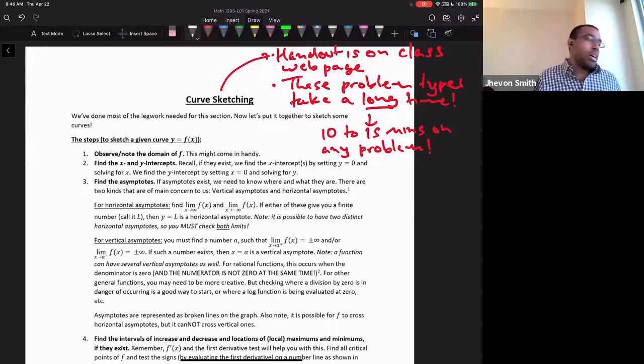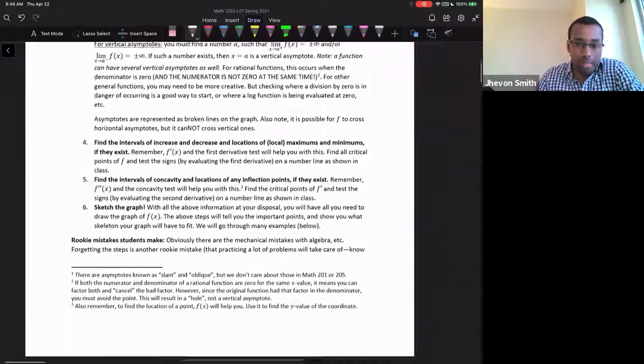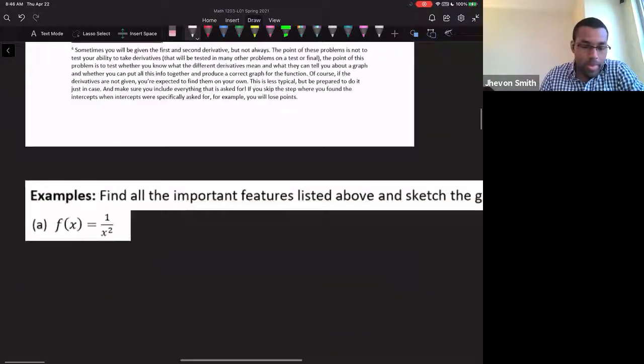That's totally normal. But at the same time, you do want to keep timing in mind here. So maybe the first couple of times you do a curve sketching problem, you might take even longer than 15 minutes to do it. That's fine. But you need to work to be able to do it in 15 minutes or less. But yeah, 15 minutes for one problem is a very long time, relatively speaking.